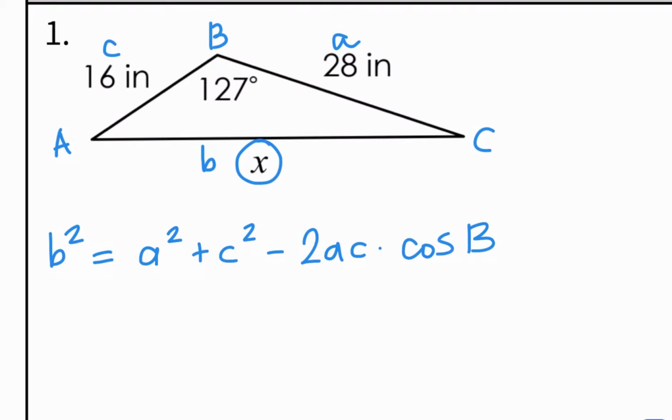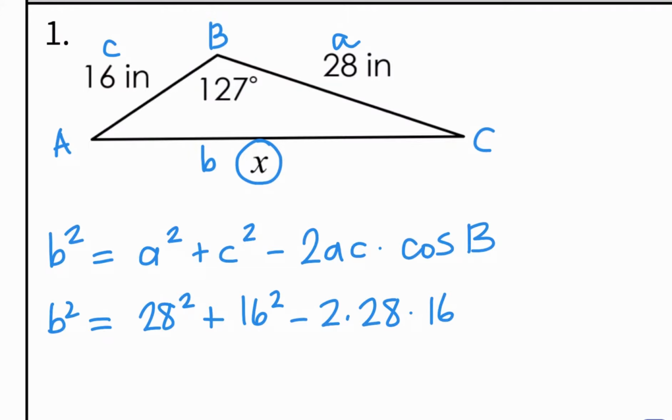Now we're just going to plug in the numbers that we have. We don't know what b squared is yet. We'll figure that out. But a is 28, so this will be 28 squared plus c is 16. And then just keep filling in as you go along. Right here, that AC means that you multiply, so that's why I use those dot operators. And then times the cosine of capital B, which was 127.